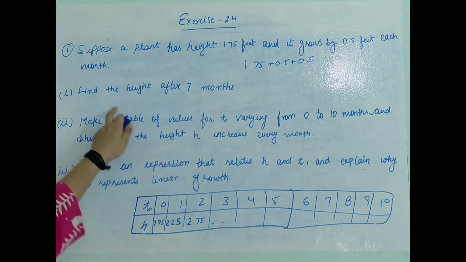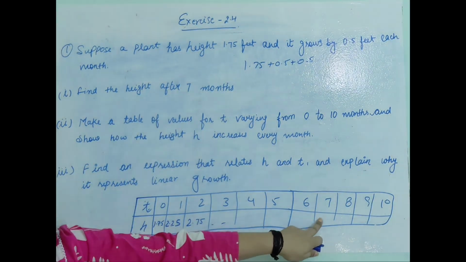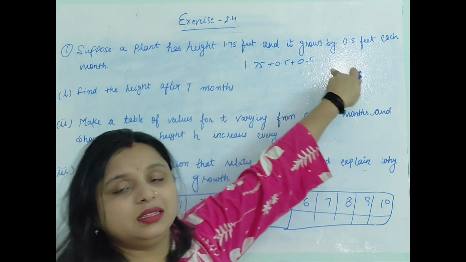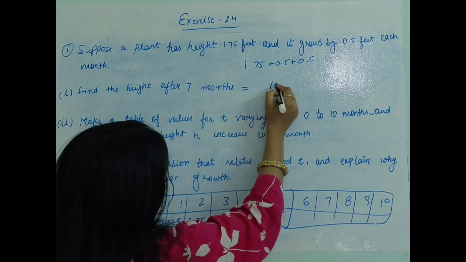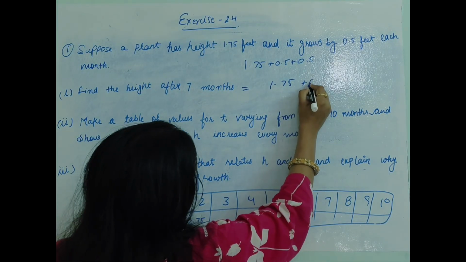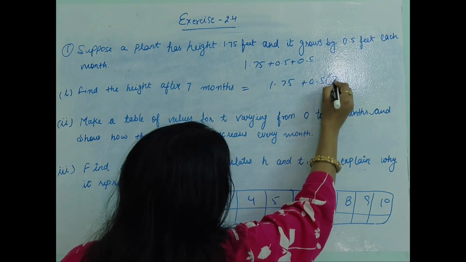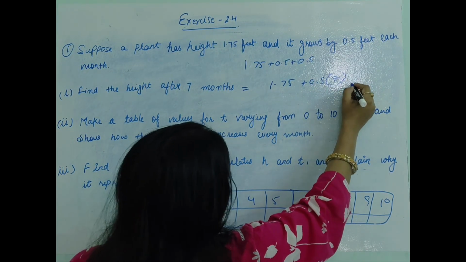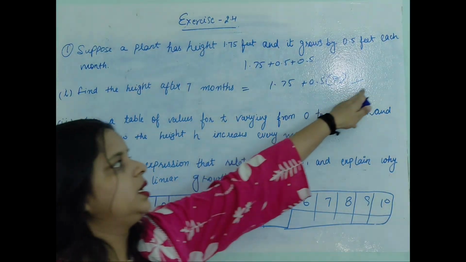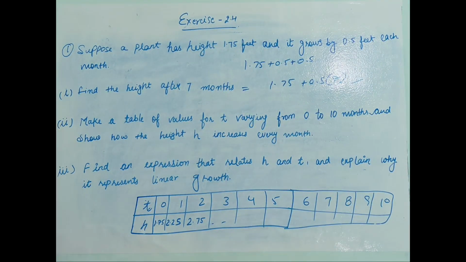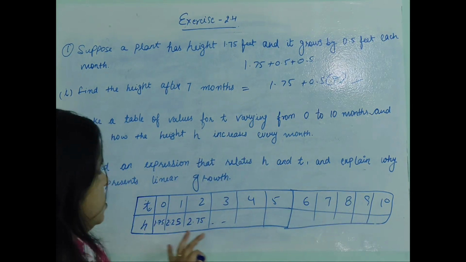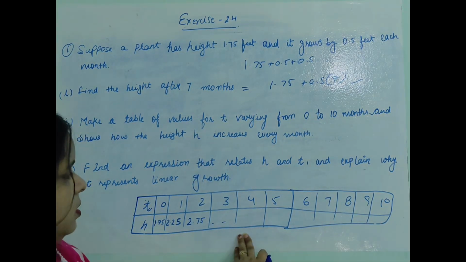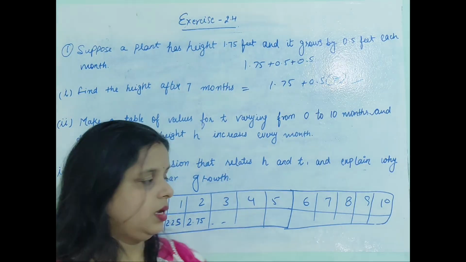So we can calculate the height after 7 months. Rather than adding this 0.5 7 times, we can say height at 7 months is equal to 1.75 plus 0.5 into 7. Okay, now you will get the answer. What is the height after 7 months? Then make the table of the values. Here it is the table which shows the increasing order of the height every month.